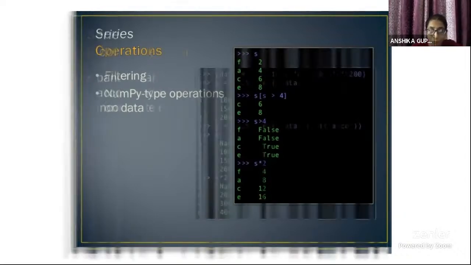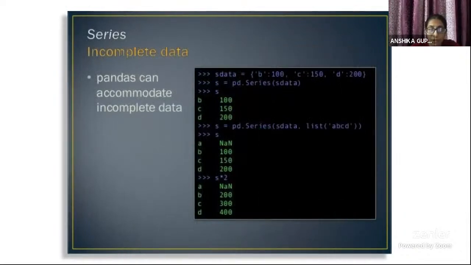Okay. Now what happens when your data is incomplete in your series? Your series will accommodate your incomplete data. What happens in your tuples? What happens in your NumPy? Those data types don't allow us to access, delete, remove, or do any of that.